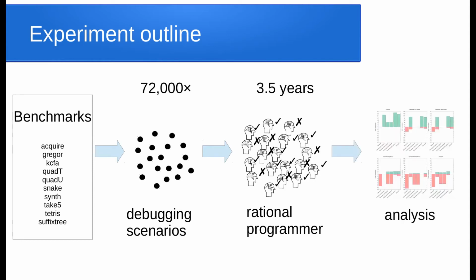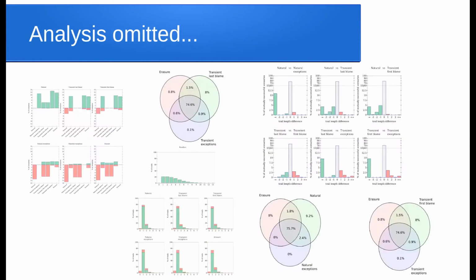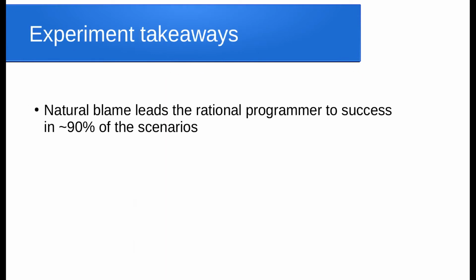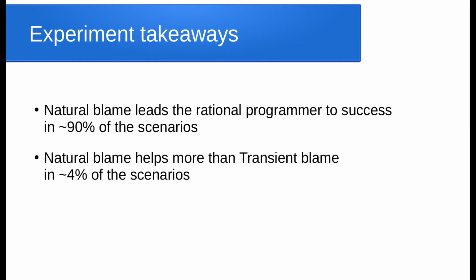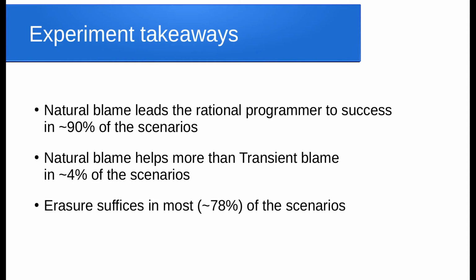Finally, we analyzed and compared the success rates of the different modes. Again, for the sake of time, I won't go into more detail about the experiment or analysis, and I'll just give a few takeaways. First, natural blame leads the rational programmer to success in about 90% of the scenarios. That said, natural blame only provides more useful information than transient blame in about 4% of the scenarios. And finally, erasure provides enough information for the rational programmer to succeed in almost 80% of the scenarios, despite not having any checks or blame at all.